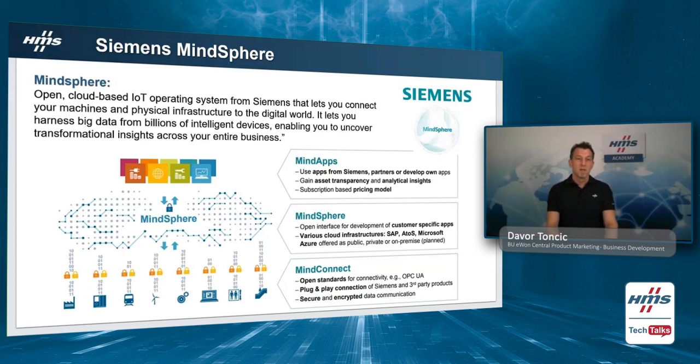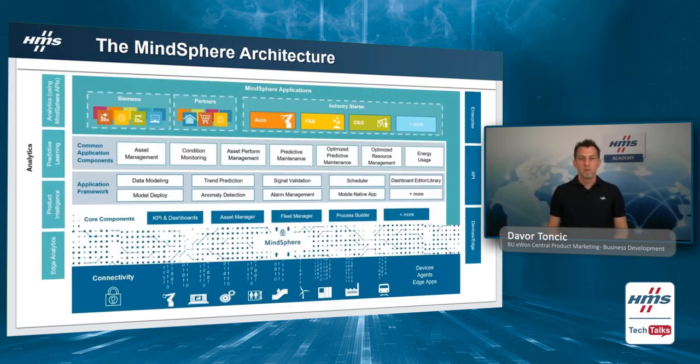Here is a quick overview of the MindSphere architecture. As you can see, there are quite a lot of similarities between the various types of architectures. So here you have, for instance, specific applications they are trying to create for vertical markets such as food and beverage, oil and gas, or within the automotive industry. And you have various types of services to be able to create predictive maintenance, condition-based monitoring, and also some sort of analysis tools for signal validation, alarm management, and so on.